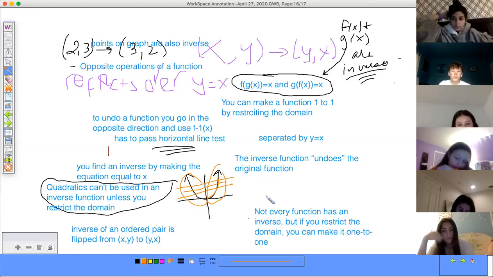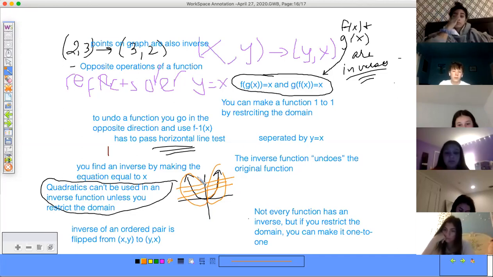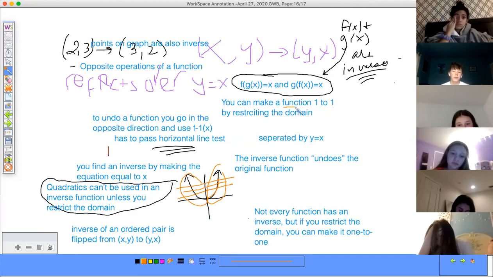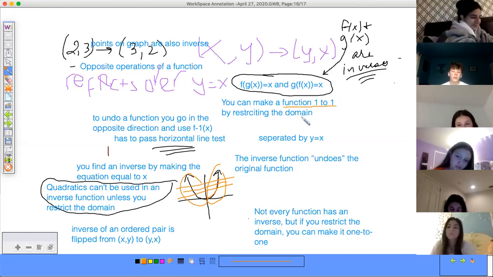There's a couple of things there. When we restrict the domain, we are able to make the function one-to-one. So whoever said one-to-one, yes. For every x, there's always one y.